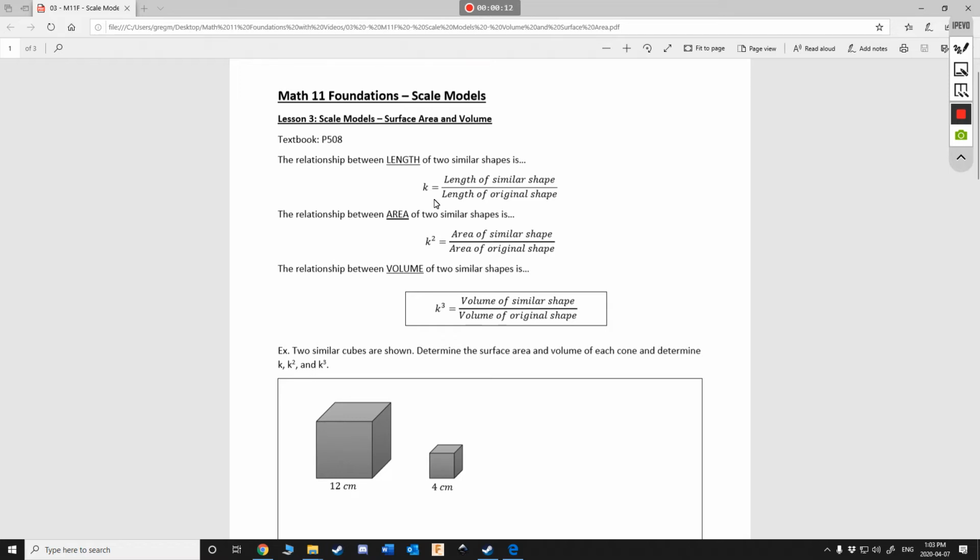k factor, this scale factor k, and that's just the length of a similar shape divided by the length of the original shape. We also saw area, which is the area of the similar shape divided by the area of the original shape, but it's equivalent to k squared. So for volume, that's what we're looking at today. Volume of two similar shapes is the volume of a similar shape divided by the original shape. That gives us our k cubed value.